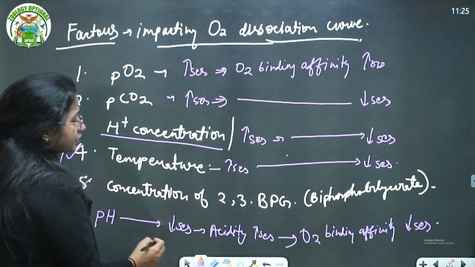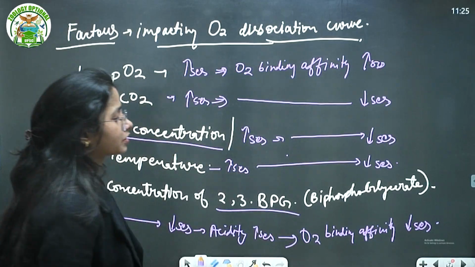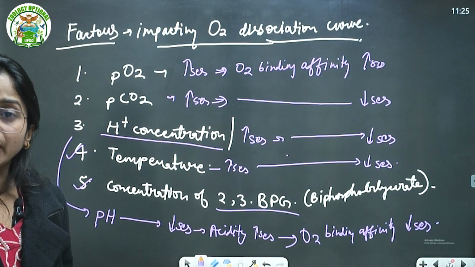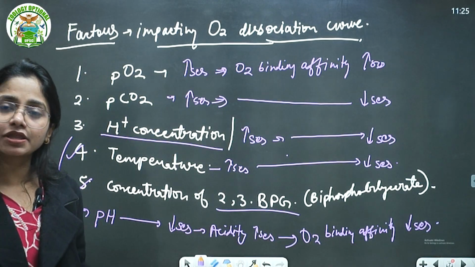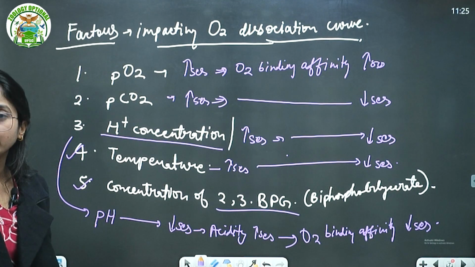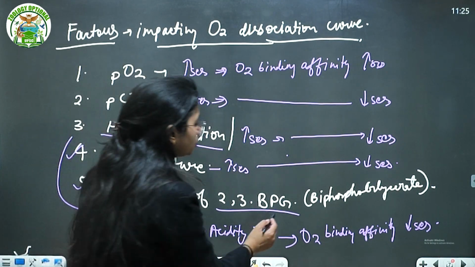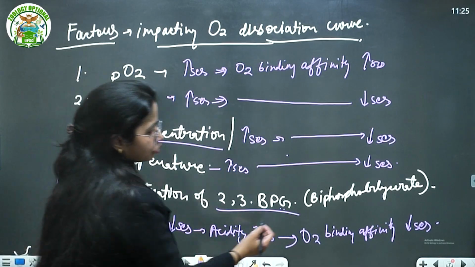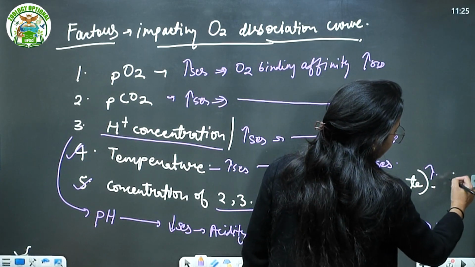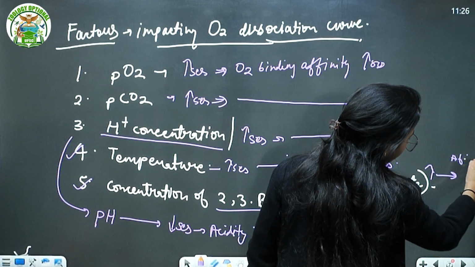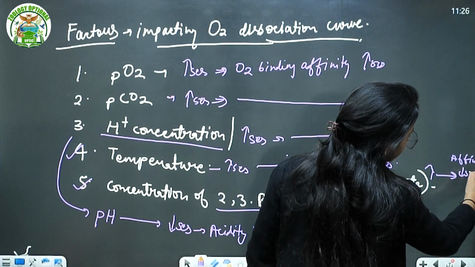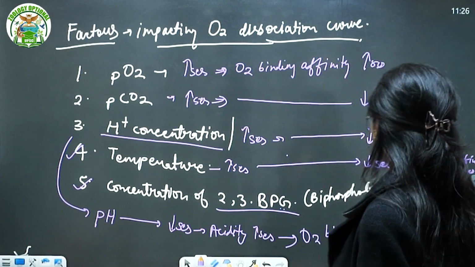Okay? The concentration of 2,3 BPG is one of your potential inhibitors. What is the basic quality of an inhibitor? As we have already talked about the types of inhibitor, reversible and irreversible, right? So 2,3 BPG is your potential inhibitor. If it increases, the affinity decreases. Okay, so the affinity decreases. These are the major 5 factors.